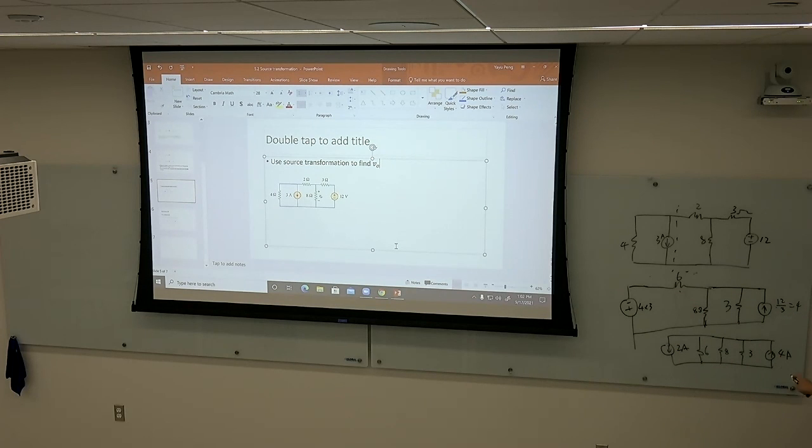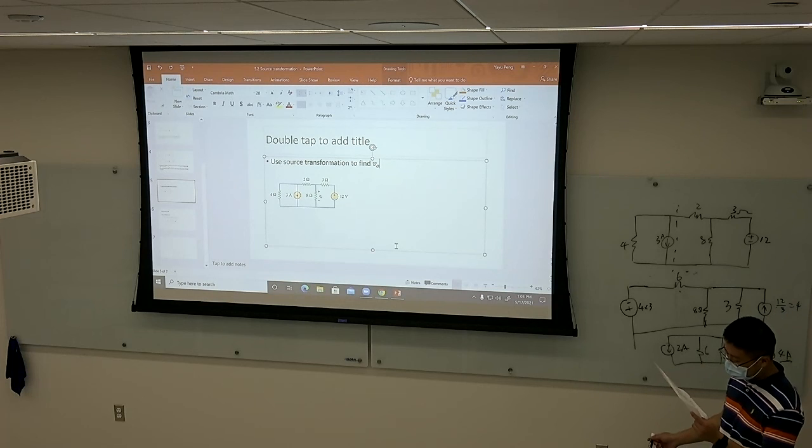Right. So this circuit is simplified into this circuit, and the 2 ampere and 4 ampere current sources can be combined, and we use the current division. We can obtain the current on each resistor, and then once we obtain the current on each resistor, we can calculate the voltage on the 8 ohm resistor. So yeah, that's how we solve this problem.